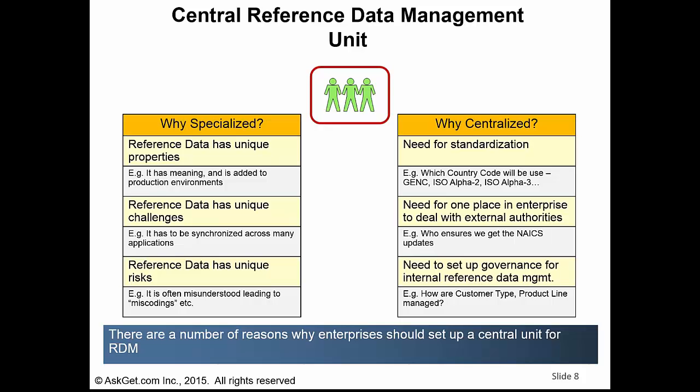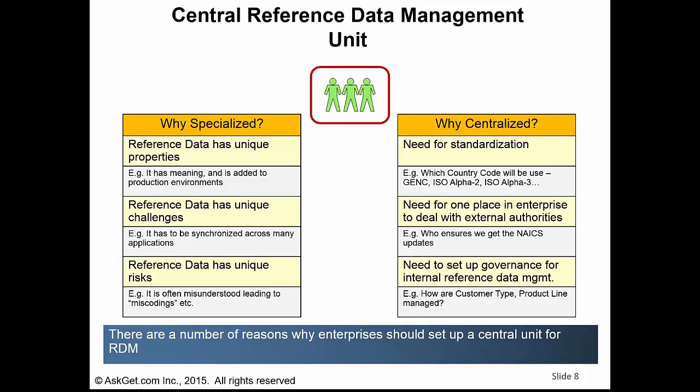But anyway, why do we need a specialized unit? Because, as we've just seen, reference data has unique properties that are not shared by other classes of data. You can't use a one-size-fits-all data management or data governance approach when it comes to reference data. Reference data has unique challenges. Again, these are not going to be solved by a one-size-fits-all data management or data governance approach. And then reference data has unique risks, such as the misunderstandings leading to miscodings. So that shows that we need specialization.